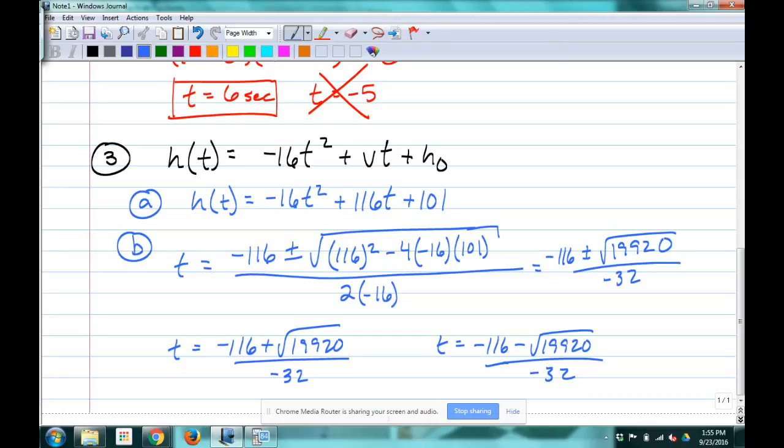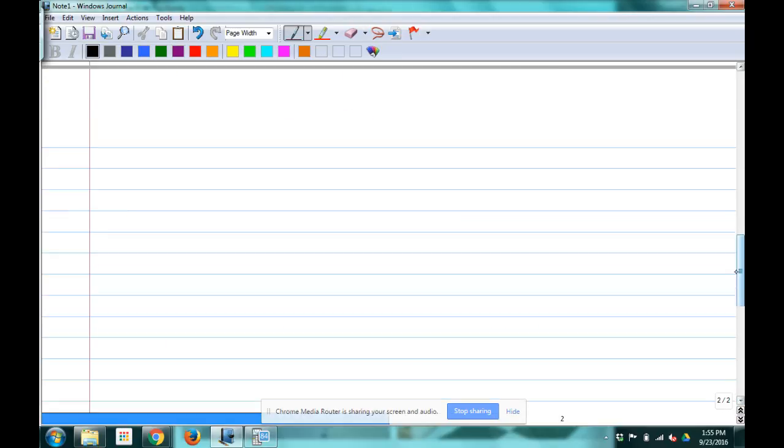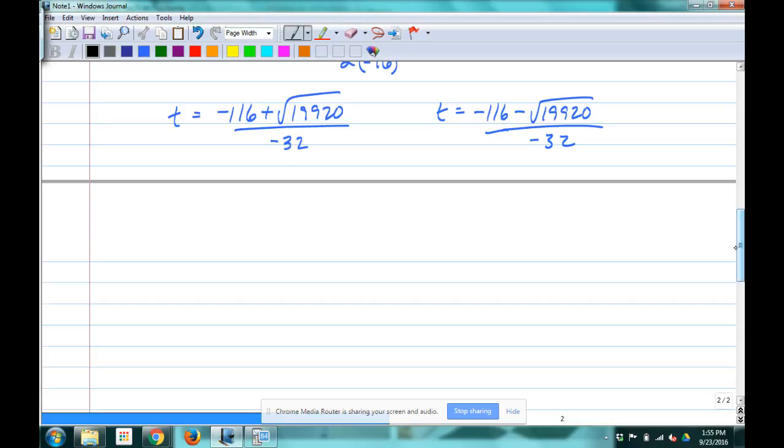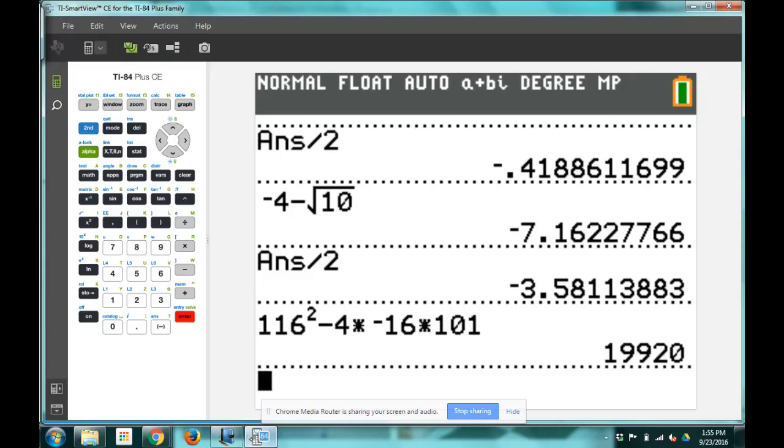We're finding the time, so technically it's T. If it were a height, you'd put H. There's going to be times where you want to find a height and times where you want to find the T, so knowing which one you're looking for is important. I'm not going to be too picky about that. So let's work out those numbers.